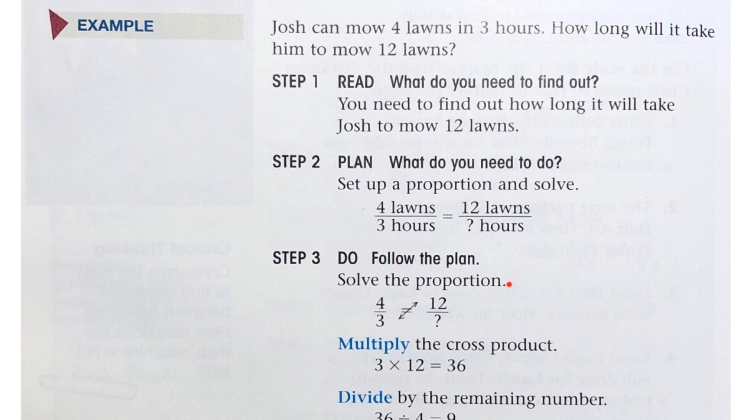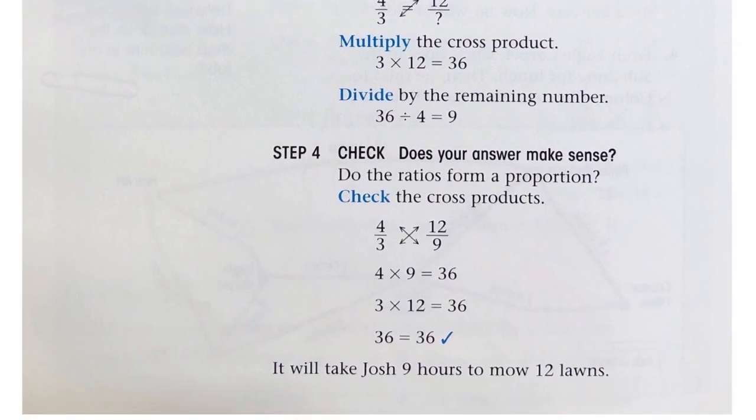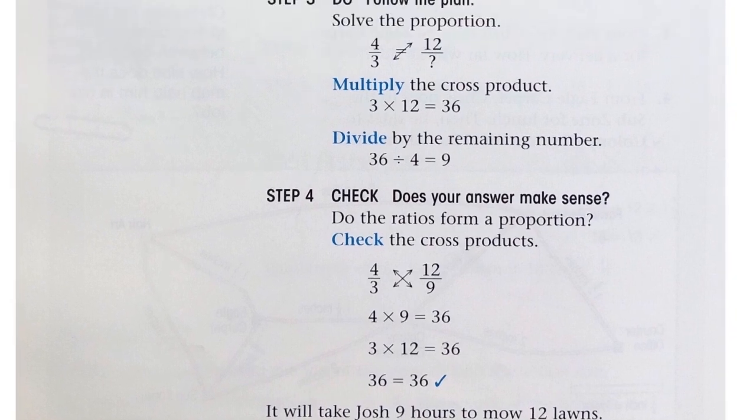Step 3, all right, let's do it. Solve the proportion. We can't do 4 times blank because we don't know what this number is, but we can get our cross product of 3 and 12. We have those two numbers. 3 times 12 is 36 for our cross product. So now we can divide the cross product of 36 by the 4 that we are given, that is across from the unknown amount. So 36 divided by 4 is 9.